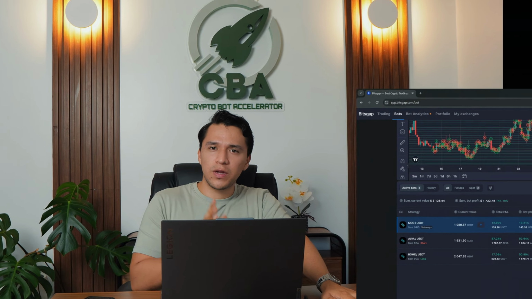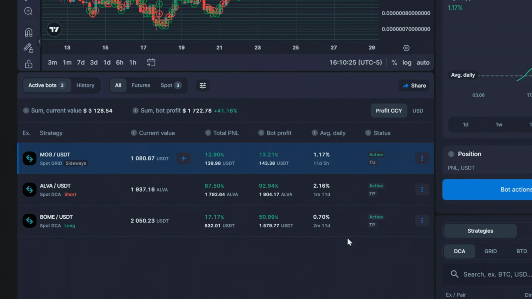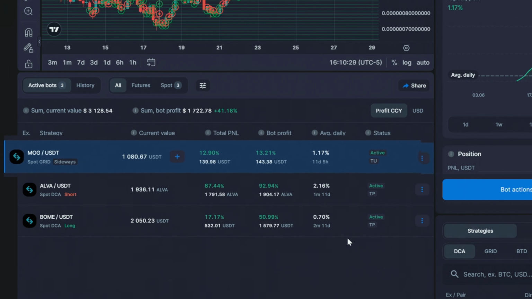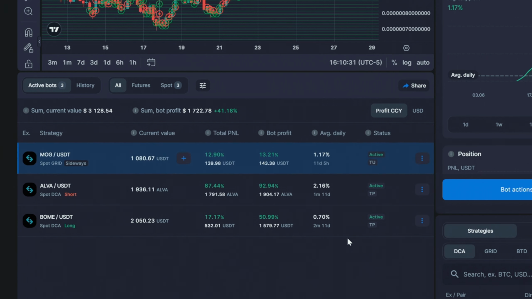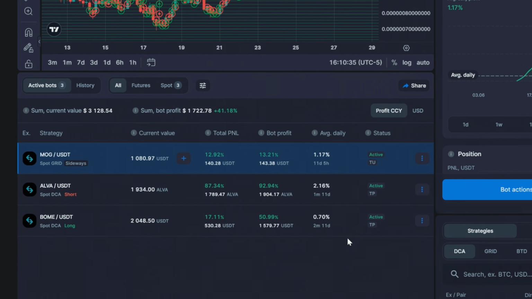Alright guys, so I'm here on my dashboard and I have 3 bots running. Now here's the lovely part. I have one bot that has been trading sideways, another bot that is a short bot that has been trading and taking advantage of the downtrend movement, and another bot that is taking advantage of the uptrend movement.